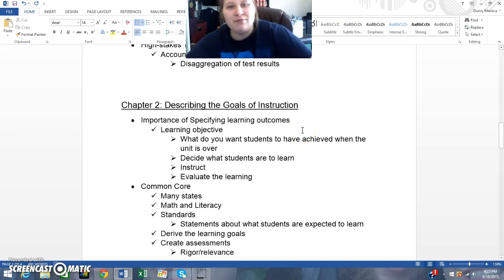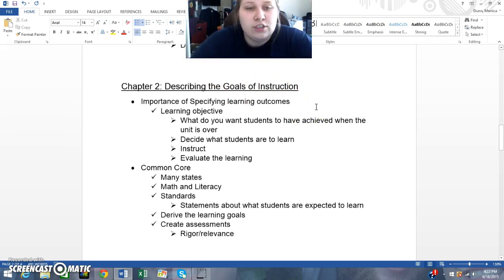Okay? And then we move on to chapter 2, and that is describing the goals of instruction. Now, there's an importance of specifying learning outcomes, and in that section it talks about a learning objective and what it is, and that's what you want the students to have achieved when the unit is over. And then you decide what the students are to learn, and then you teach them, and then you evaluate the learning. And that's how you deal with learning objectives. And when you evaluate the learning, if it's not good enough, then you may have to reteach it.